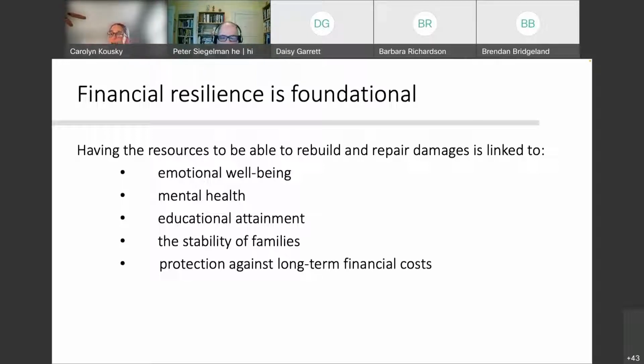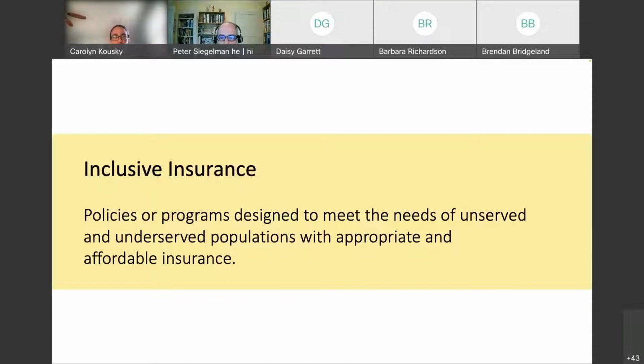Okay, so this was all the motivation to tell you why we've been really interested in this concept of inclusive insurance. And looking across how it's been used globally, we've been using this slightly modified definition, referring to any policy or program that's designed to meet the needs of those who are currently unserved or underserved with both affordable insurance and appropriate insurance.